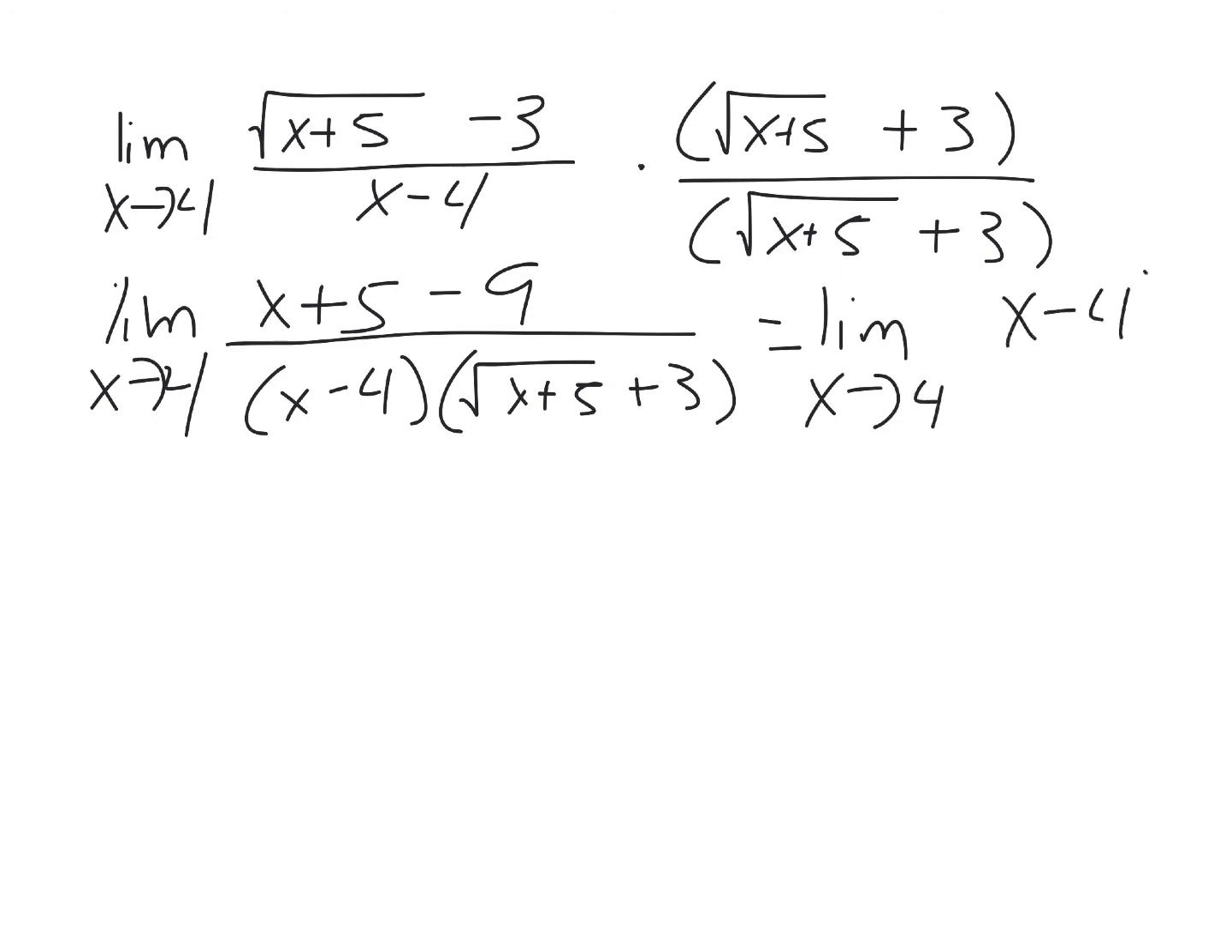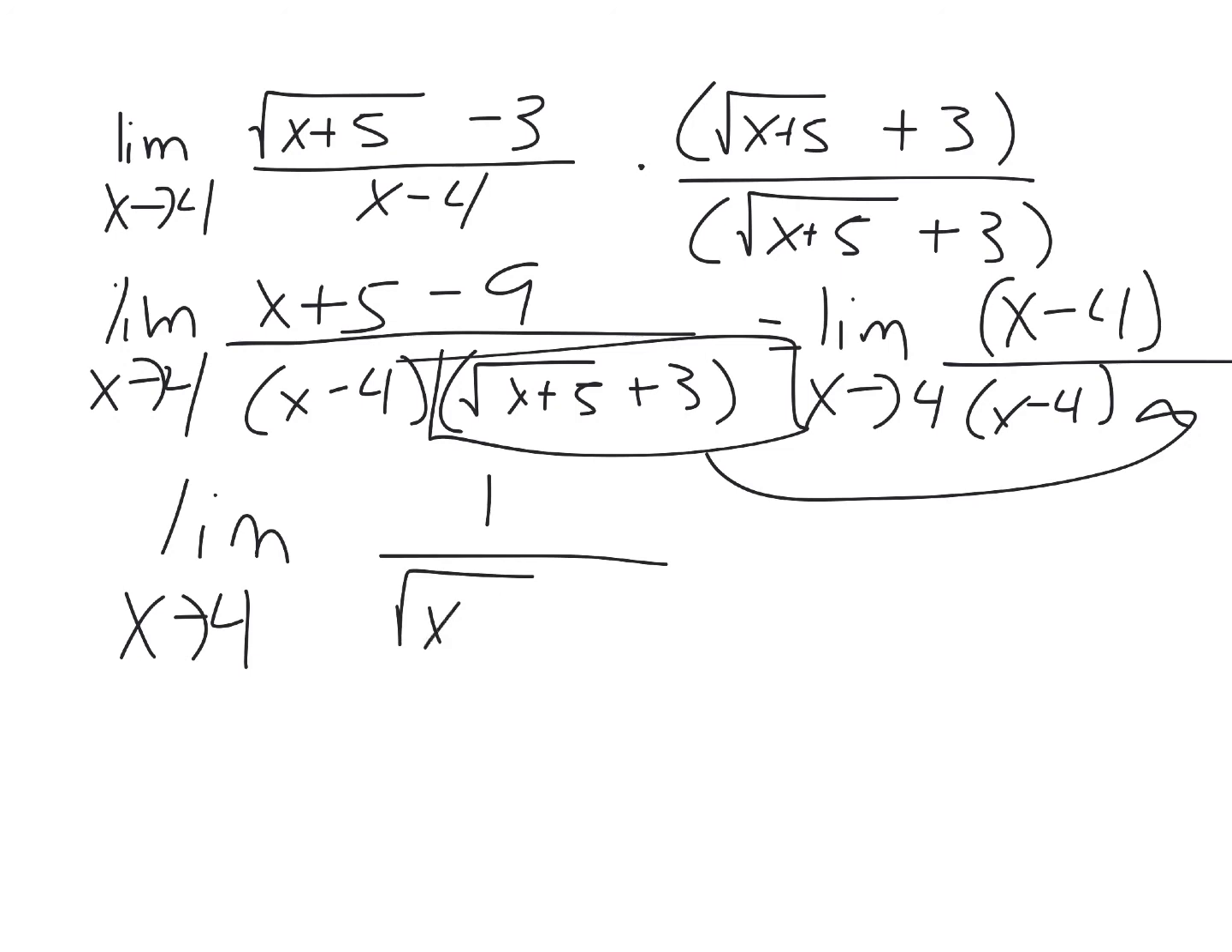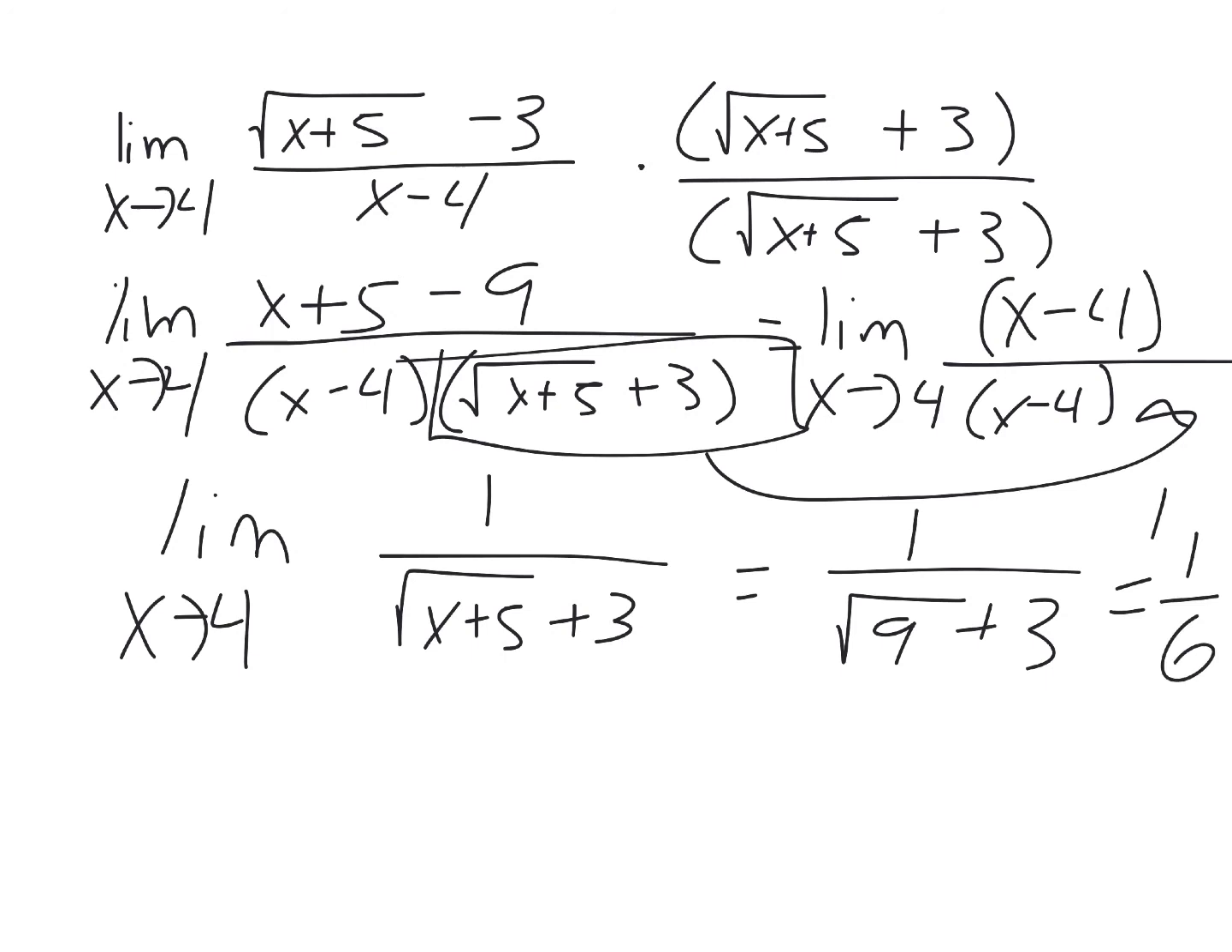We get x minus 4 on the numerator and x minus 4 on the denominator, and I'm out of space, so I'm just going to put that there as well. The x minus 4's cancel out. So now I'm evaluating the limit as x approaches 4 of 1 over square root of x plus 5 plus 3, which comes out to be a little nicer, right? 1 over square root of 9 plus 3. 3 plus 3 is 6. So your limit is going to be 1 over 6.